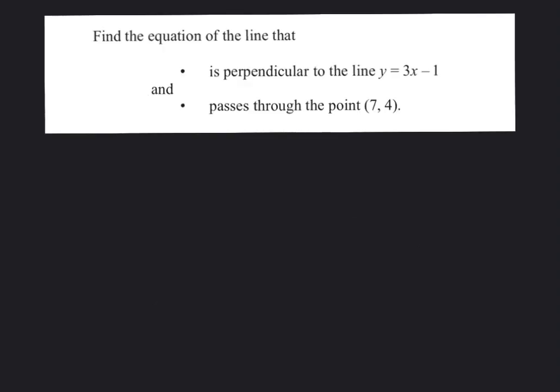Number 2: find the equation of the line that is perpendicular to the line y equals 3x minus 1 and passes through the point (7, 4). The line is perpendicular to y equals 3x minus 1. The gradient for this line is the coefficient of x, which is 3. So m for this line equals 3. If our line is perpendicular to this line, the gradient of the perpendicular will be negative 1 over 3.